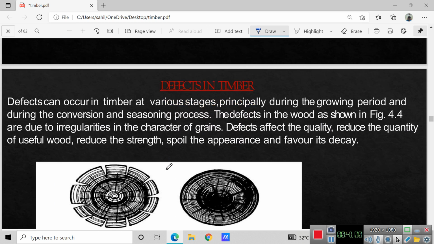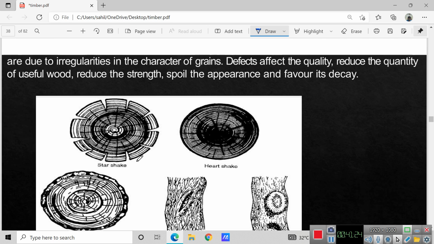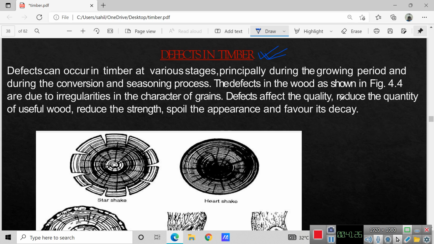Now here are some points given on the topic defects in timber. Defects in timber are described broadly. Defects can occur in timber at various stages, principally during the growing period and during the conversion and seasoning process. The defects in the wood, as shown in figure 4.4, are due to irregularities in the character of grains. So this is the figure. Defects affect the quality, reduce the quantity of useful wood, reduce the strength, spoil the appearance, and favor its decay.